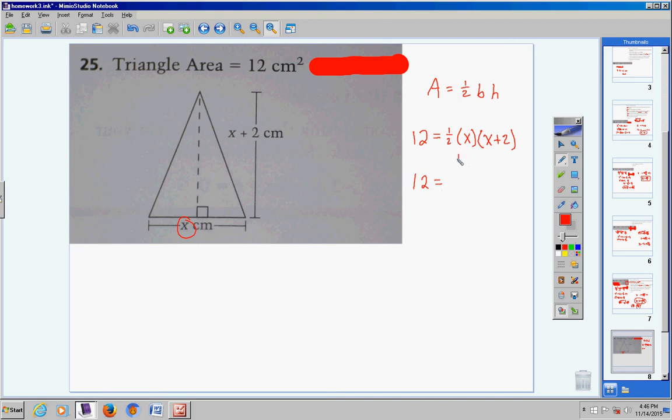1/2 times x is 1/2 x. And then take 1/2 times x is 1 half x squared. And then 1 half x plus 2. Well, 1 half times 2 is 1. So you have 1x. Or just x.